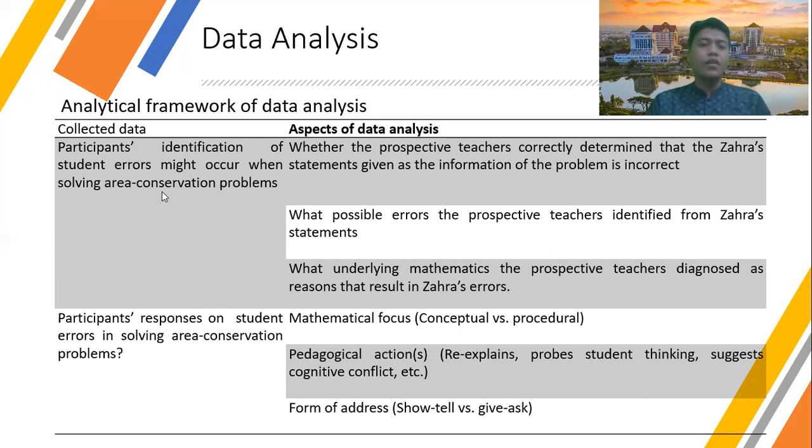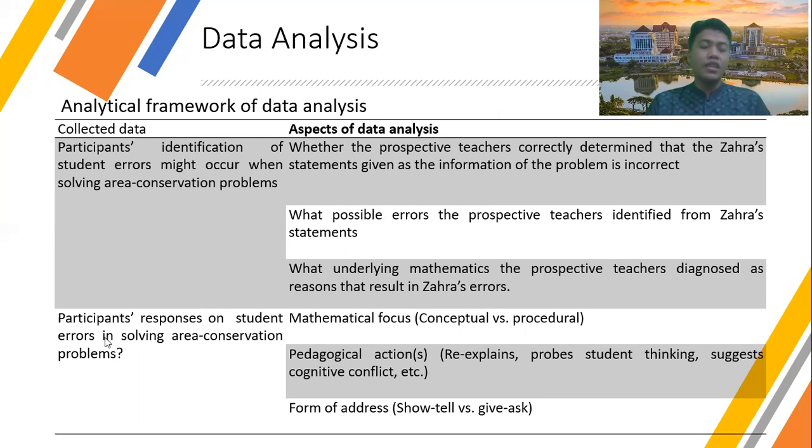To collect the participants' identification of student errors that might occur when solving area conservation problems, we focus on some aspects. For example, whether the prospective teachers correctly determine that Zahra's statement given as information in the problem is incorrect, and what underlying mathematics the prospective teachers diagnosed as reasons that result in Zahra's errors.